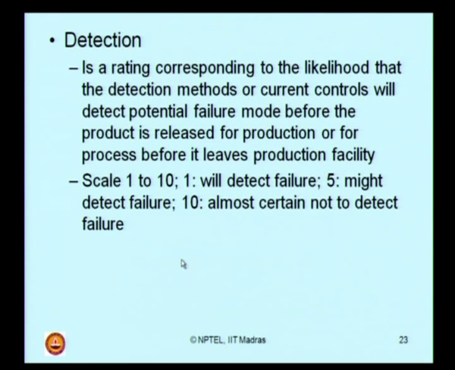Simply give a number from 1 to 10 and you can subjectively vary this value. 1 means it will detect failure, 5 means it might detect failure, 10 means for sure it will not detect failure at all, like that.